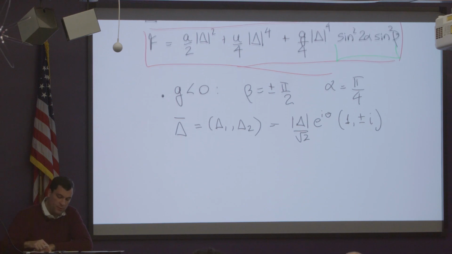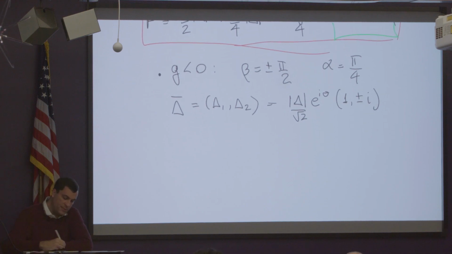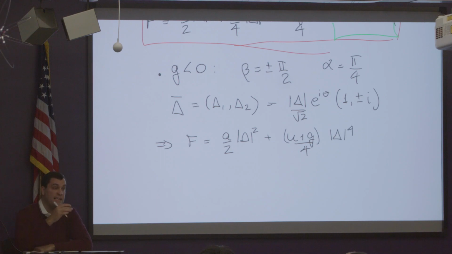All right. And of course, if I substitute it back, I would get my free energy. It's trivial to solve now because you get plus U plus G over 4 delta 4. And you can just solve it to find delta. But I'm not interested in delta. So what is this state? You have a global phase, which is a spontaneous symmetry breaking. That's the U(1) symmetry breaking.